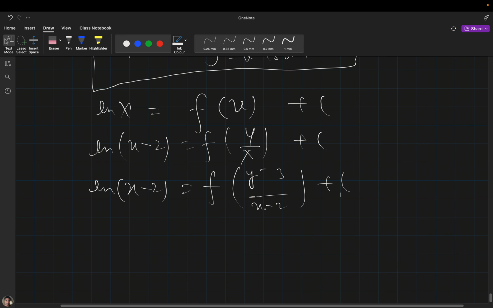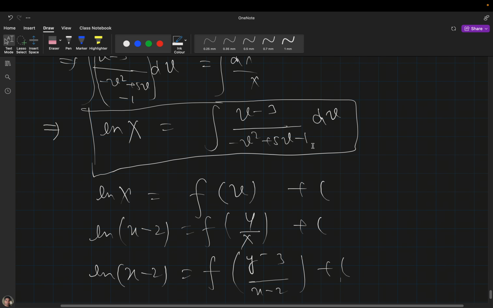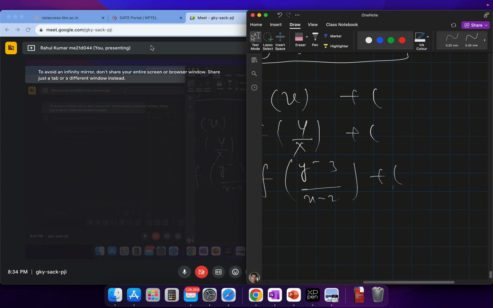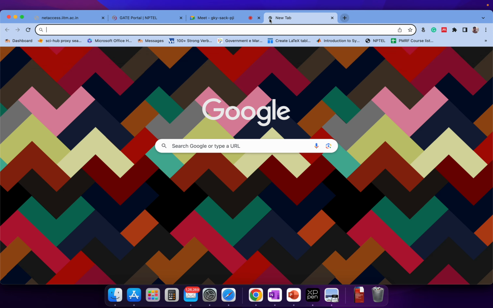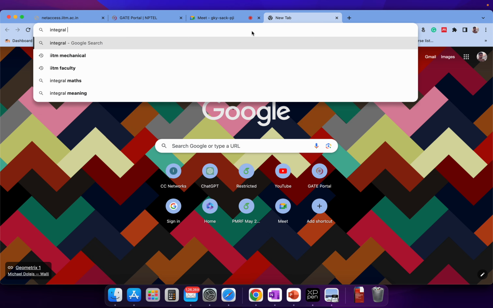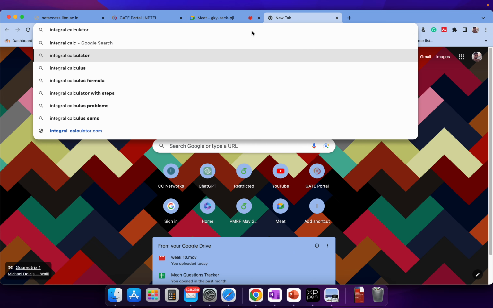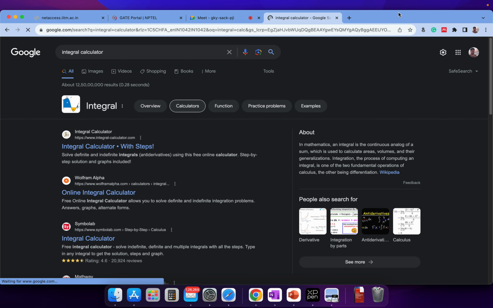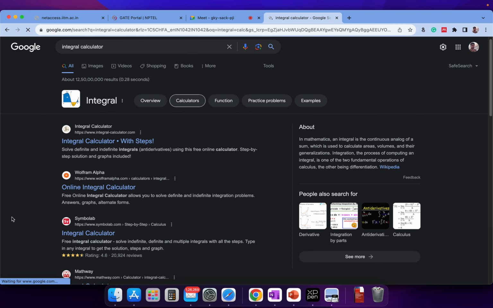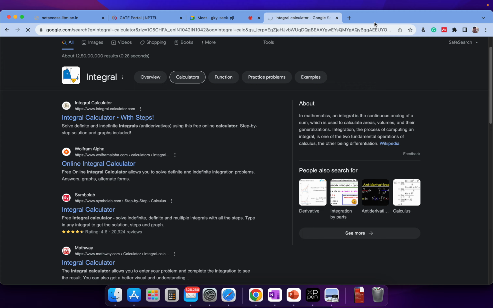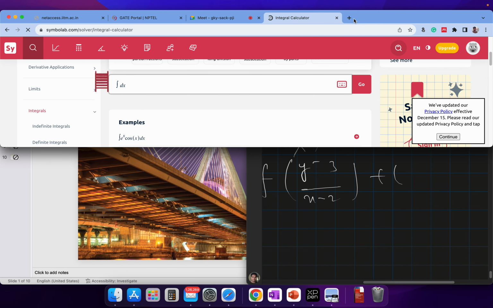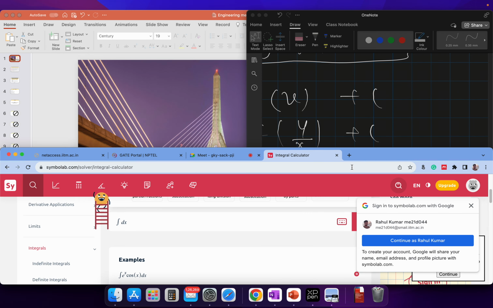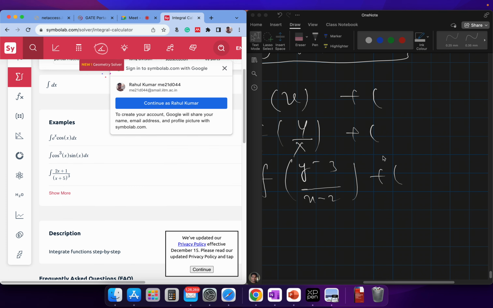Actually, I have not solved this problem. I will solve this integral. I will use the calculator. Is my screen visible? Tell me. Yes, sir.